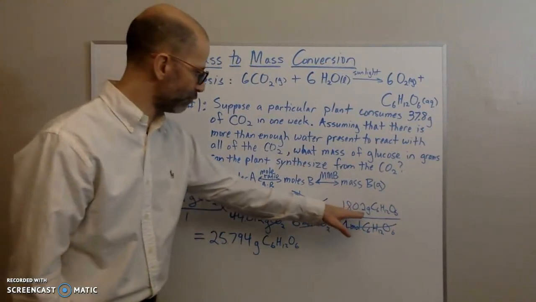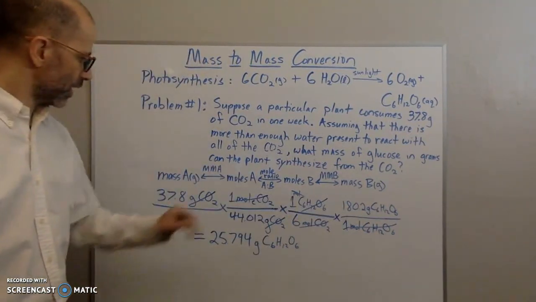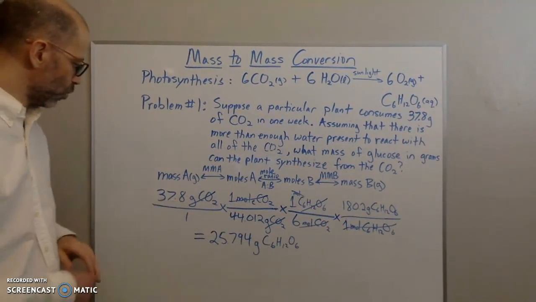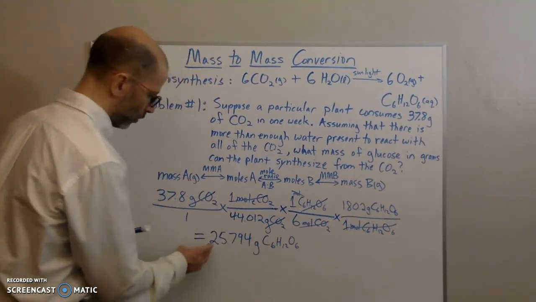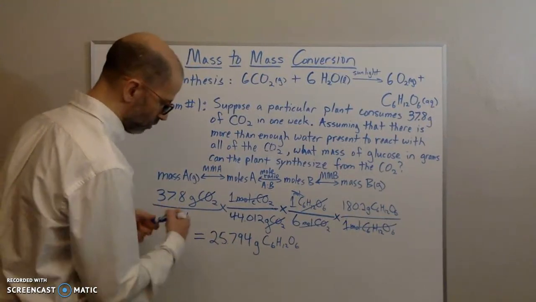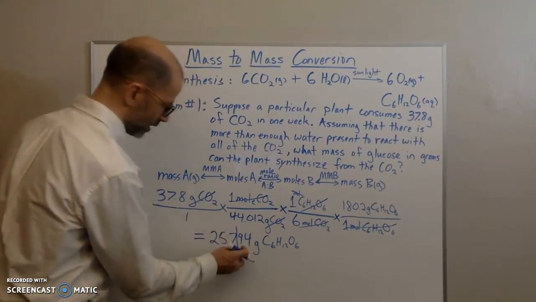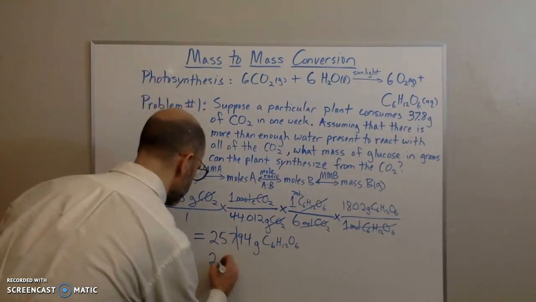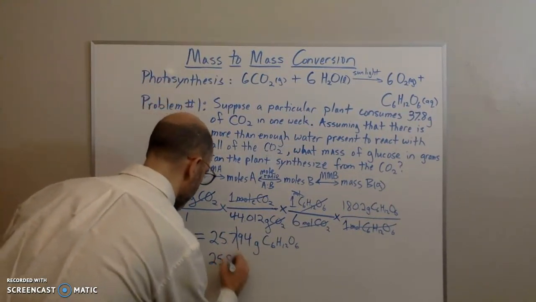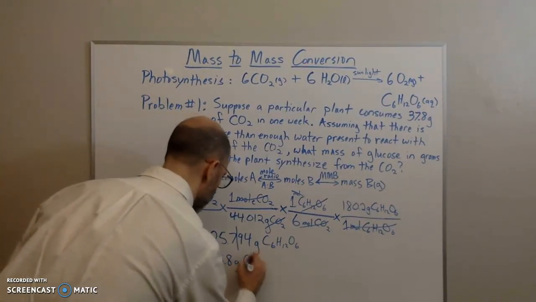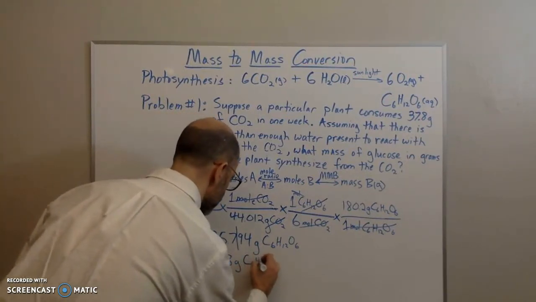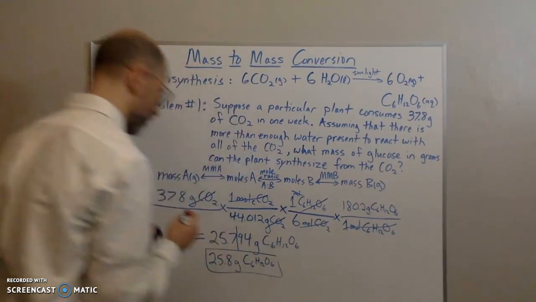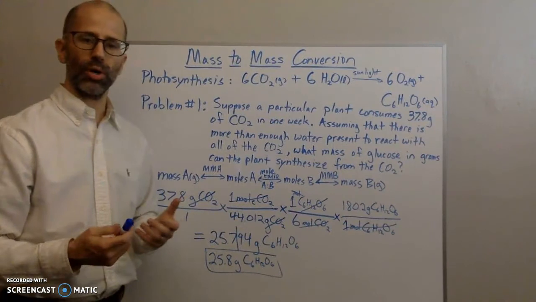So here I have 4. Here I have 5, and here I have 3. So 3 is the lowest number. So I can only have 3. 1, 2, 3. So I'm going to cut it off here. This is a 9, so I need to round this to an 8. So the answer would be 25.8 grams of glucose, C6H12O6. And so that would be the answer that I would report.